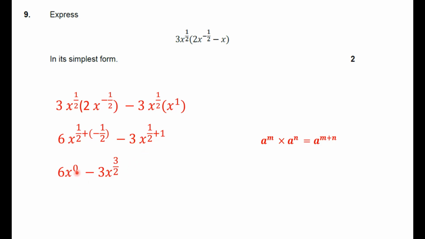Now, what is x to the power of 0? We should know this. Any number to the power of 0 equals 1, so it's 6 times 1 is 6, and then take away 3x to the power of 3 over 2, and that's the answer for 2 marks.